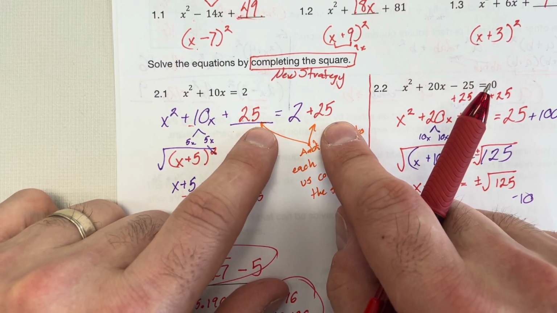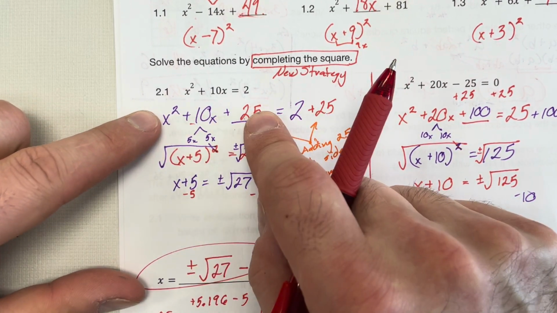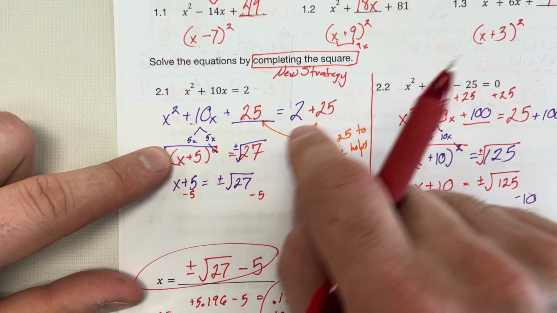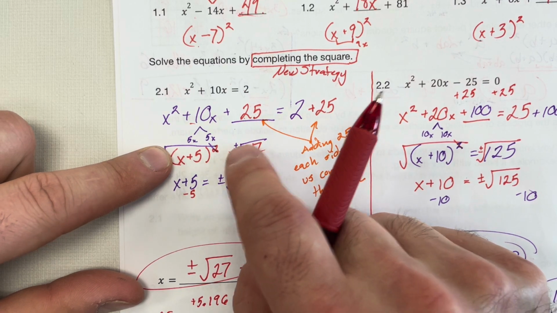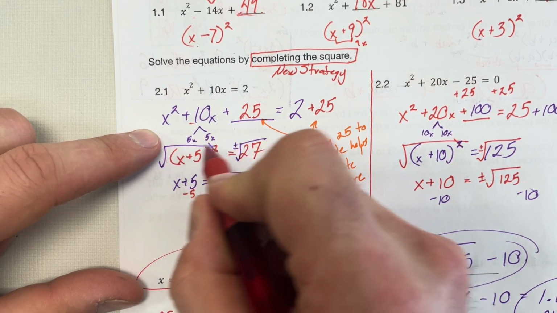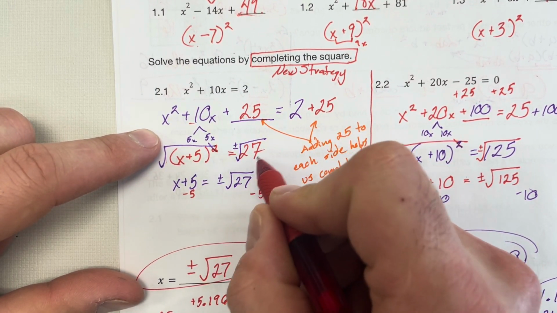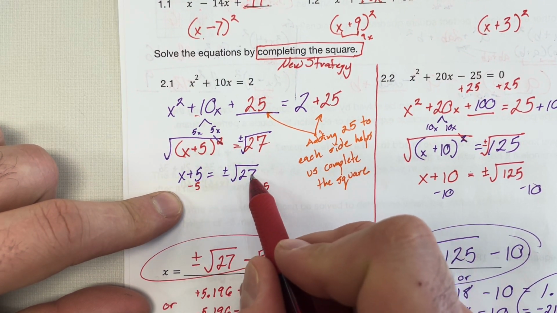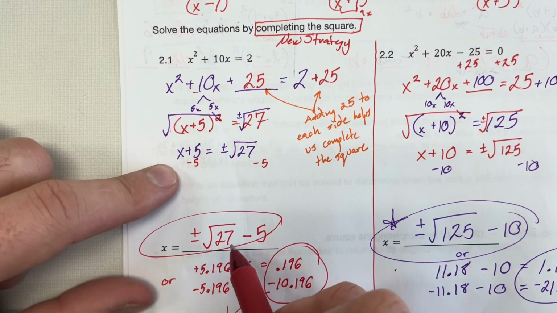It keeps it balanced because now we can take this and rewrite it as x plus 5 squared equal to 27. And what do we do to solve this? Well, since it's something squared, we take the root of it, plus or minus the square root of 27. And then we subtract the 5 from that: plus or minus square root of 27, and we get this answer.